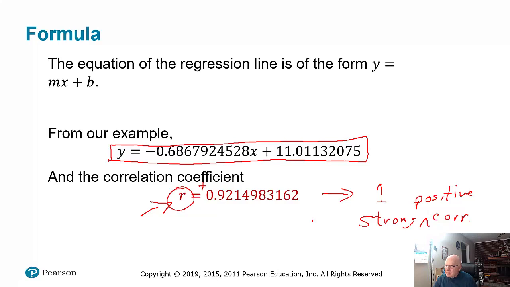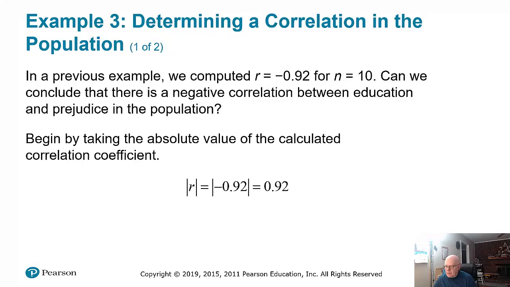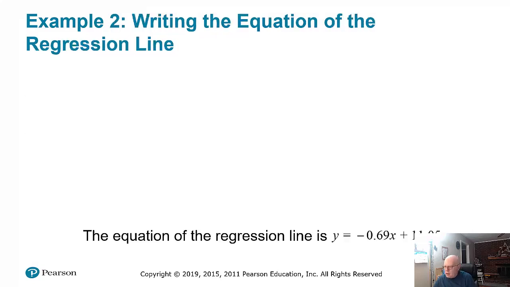Positive means that line is going up. A negative would mean it's going down. And the closer it is to 1 or -1, the stronger the correlation is. So there's the equation of your regression line. Cut off some of those extra decimals if you like. Keep about to the hundredths place and you'll be fine.